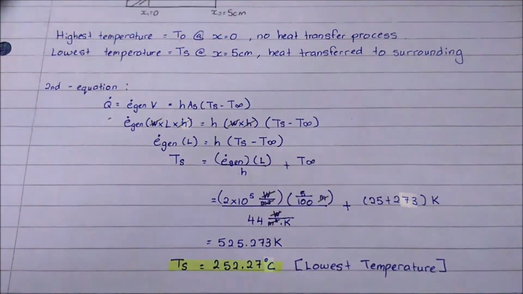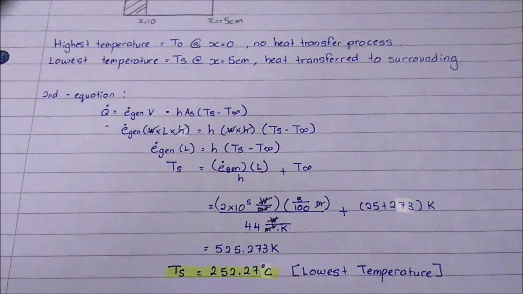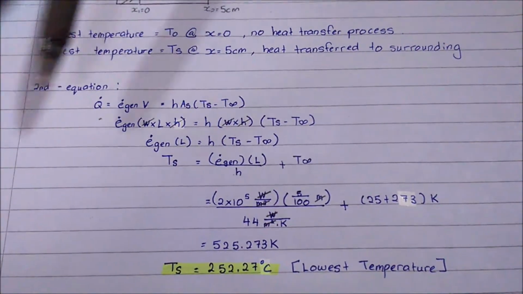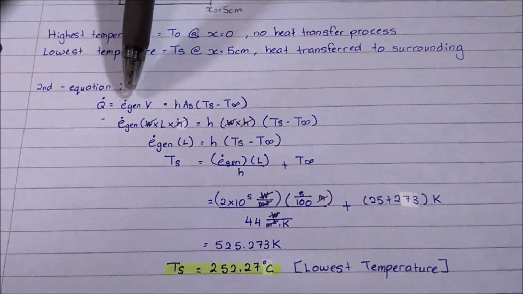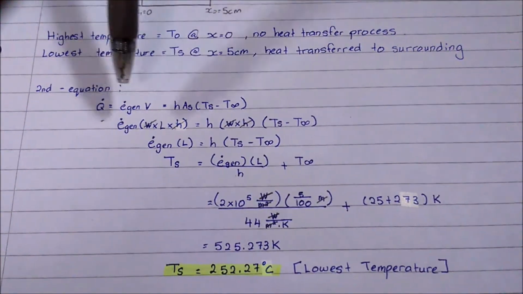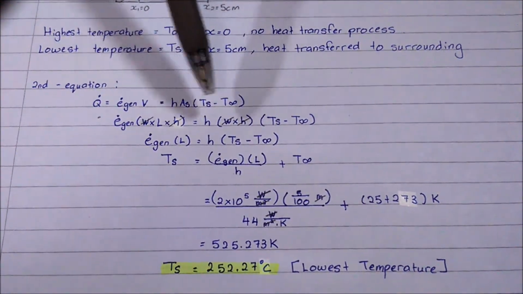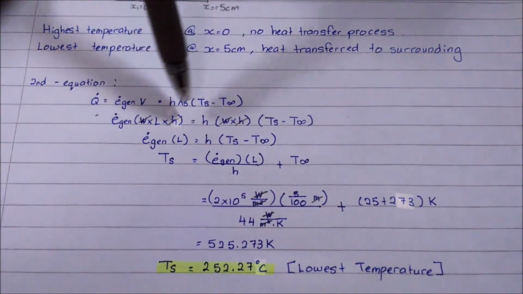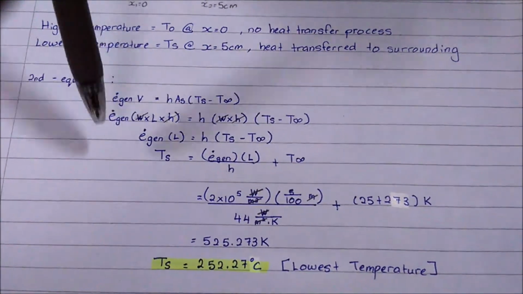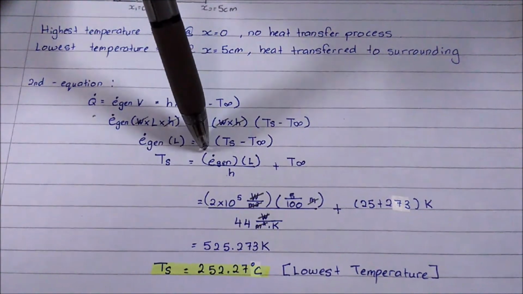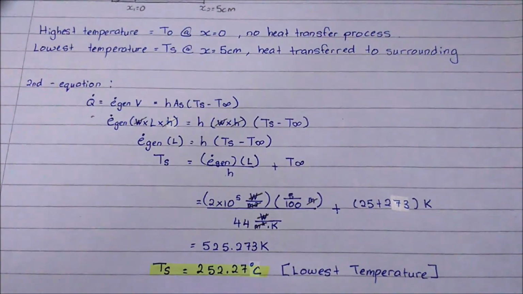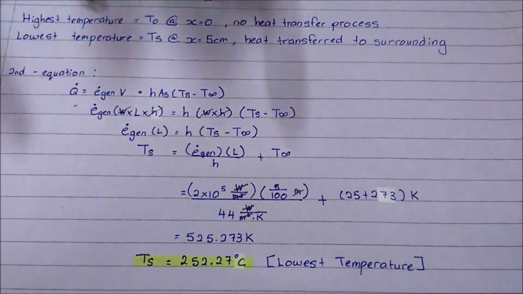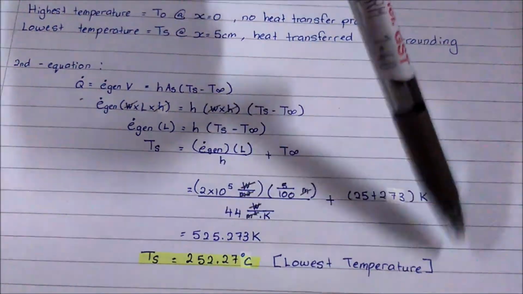Since we already know the location for the highest and lowest temperature, now we have to calculate the value of the lowest temperature first. We use this equation where heat generation times volume equals convection heat transfer. Then we cancel out all the same dimensions and we come to this equation. From the equation, we can find the surface temperature, which is the lowest temperature.